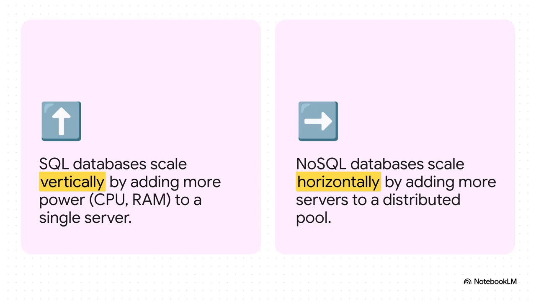And that difference in structure totally changes how they grow. A SQL database usually scales up. It's called vertical scaling. You just make the server bigger and beefier, more CPU, more RAM. But a NoSQL database is designed to scale out. That's horizontal scaling. You just add more servers to the group. And when you're talking about massive scale, that can be way more efficient.